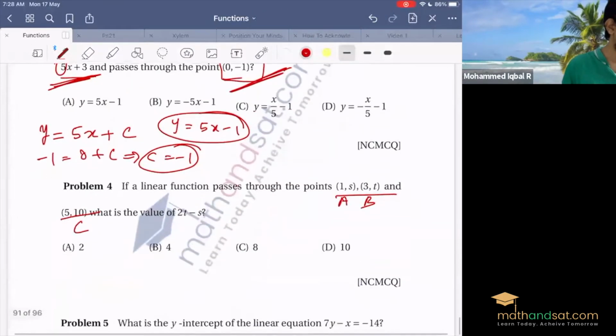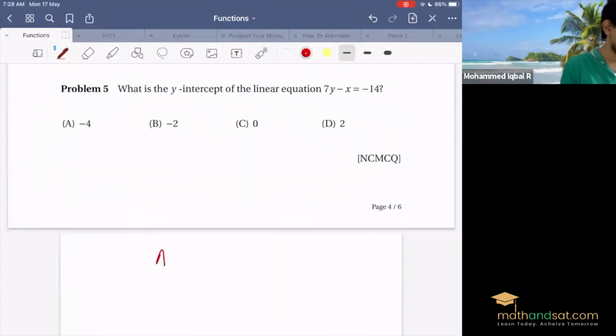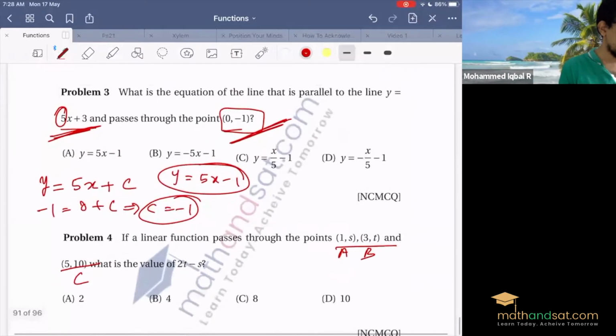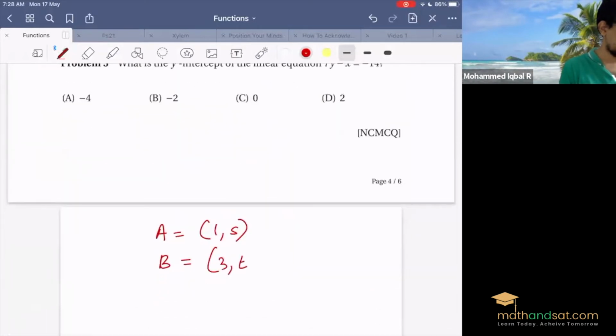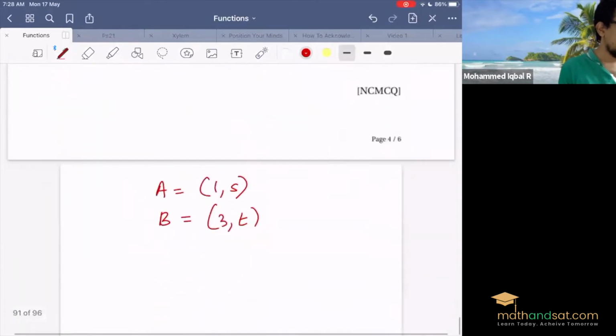So we have A is equal to 1, s, B is equal to 3, t, and C is equal to 5, 10.